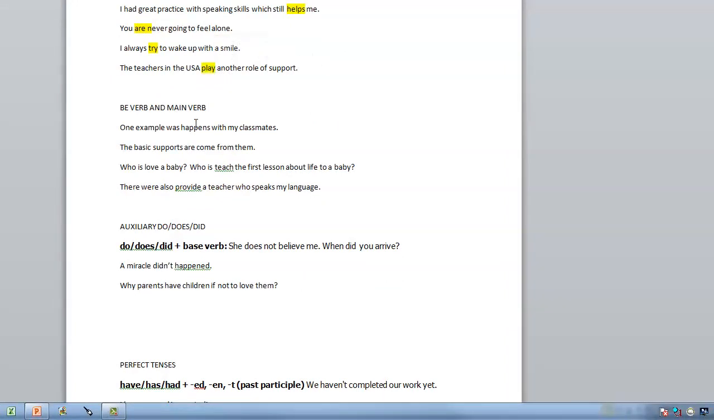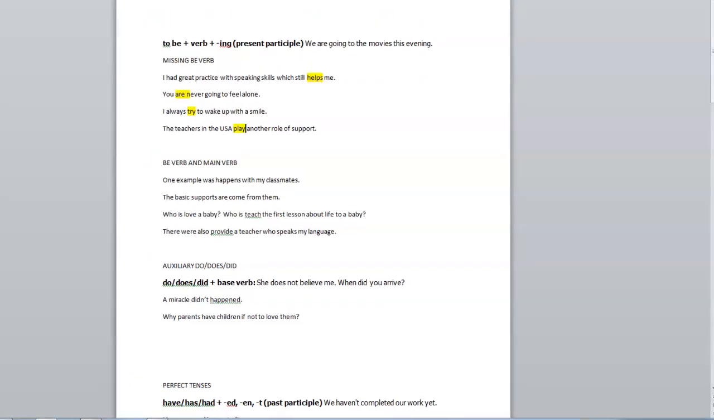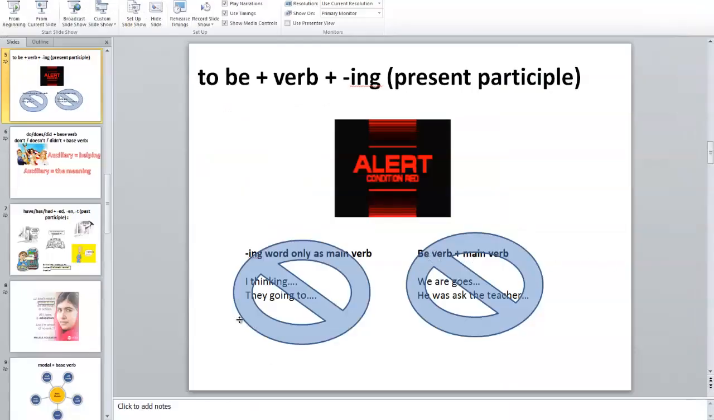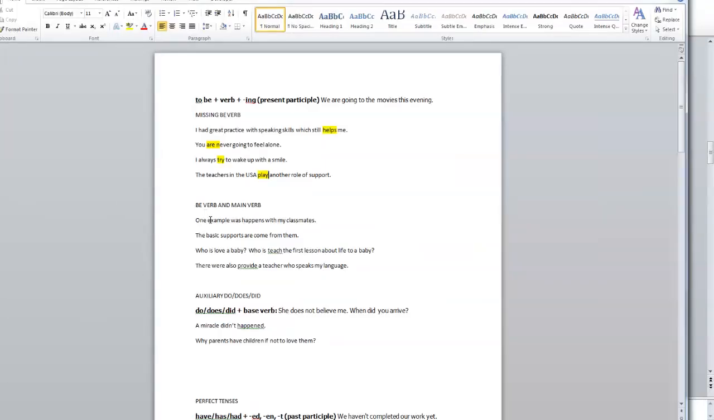Okay, let's look at some more examples from the second column that I was showing you, the be verb plus a main verb. Here are some examples. One example was happens with my classmate. The verb problem here is was happens. Okay, was is the simple past. So I think this person is trying to say that something happened, that this was in the past. So they just put that was in there to try to get that past idea. But a better idea would be to say happened, simple past.